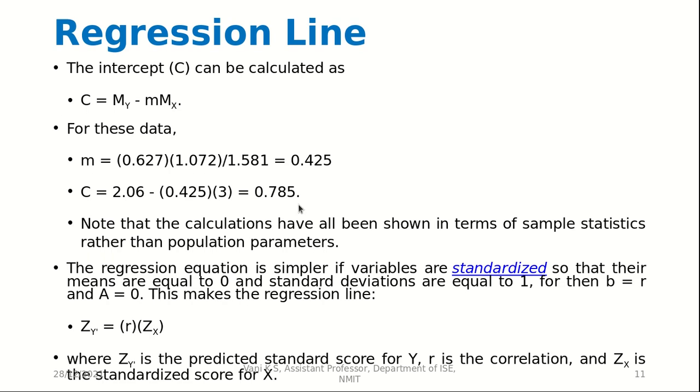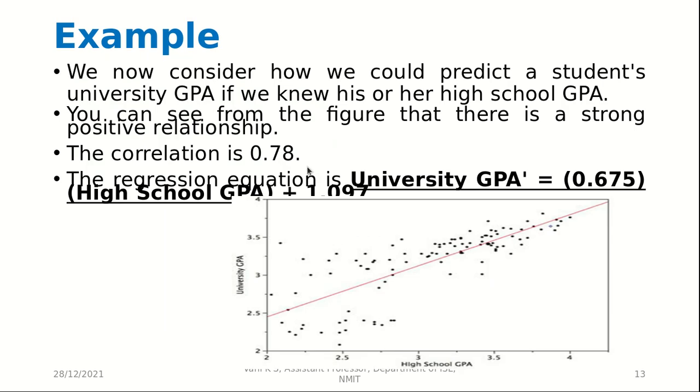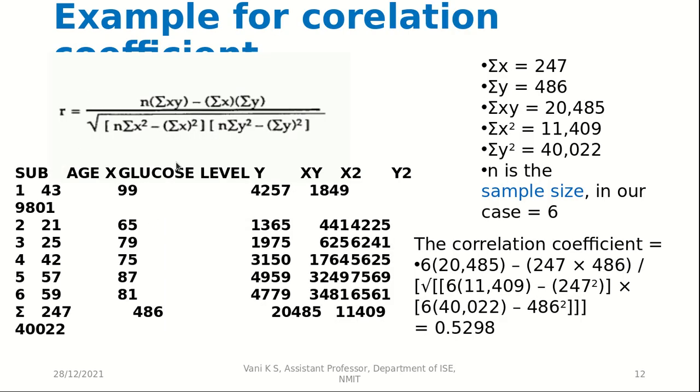But the thing is, how do we calculate R? R is calculated using a very lengthy formula. It is the summation of xy into n minus summation of x into summation of y, divided by the whole under root of n into summation of x square minus summation of x whole square, multiplied with n into summation of y square minus summation of y whole square.